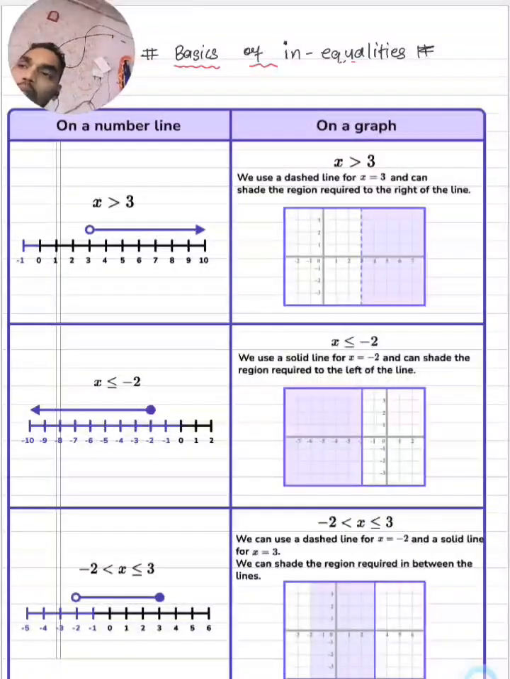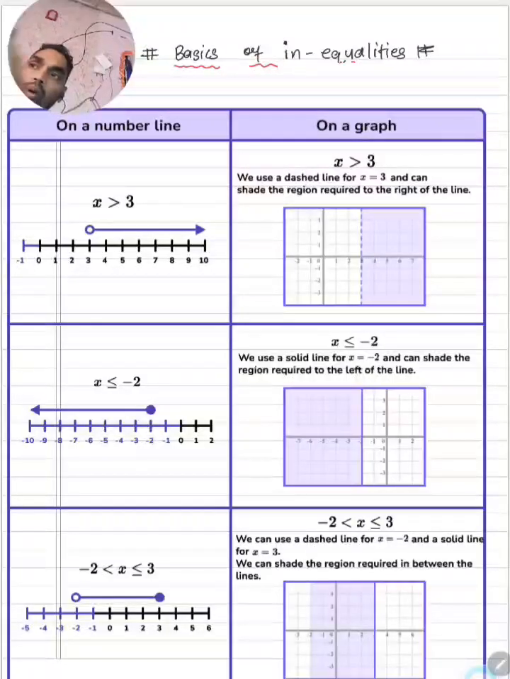Okay, sometimes they are asking to write down the answer in the form of notation. So for more than 3, that means 3 is not included, but all the values which are more than 3 till infinity, that can be written like this: 3 to infinity. Since 3 is not included, that's why an open bracket. This is called an open bracket. Okay, infinity we can't reach, we can't close, that's why it will always be an open bracket.